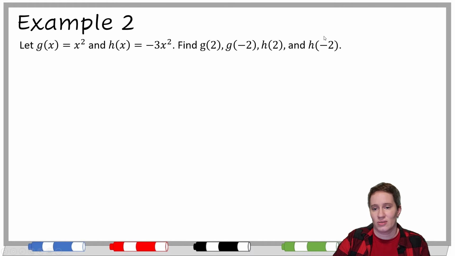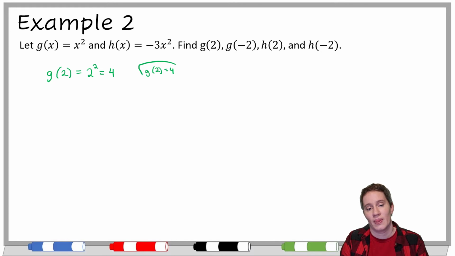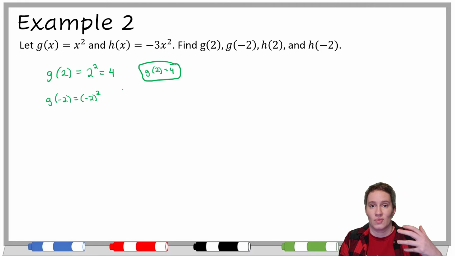Example 2. So now we've got g and h. We've got some things to plug in. So g of 2, well, g of x is x squared, so we just need to do 2 squared. 2 squared means 2 times 2, so that's 4. So g of 2 equals 4. Let's find g of negative 2. So we're going to square negative 2. Now, when we square negative 2, we're saying negative 2 times negative 2, which is a positive 4.